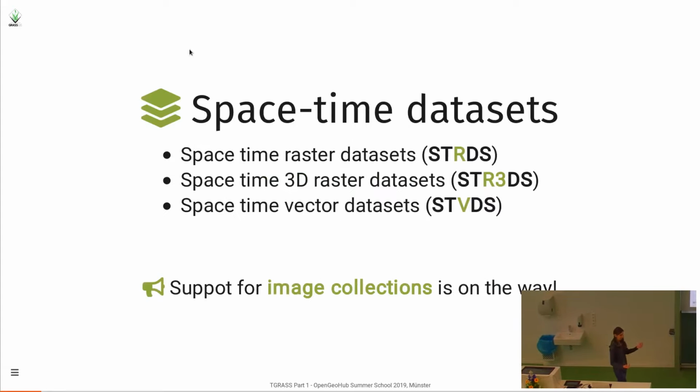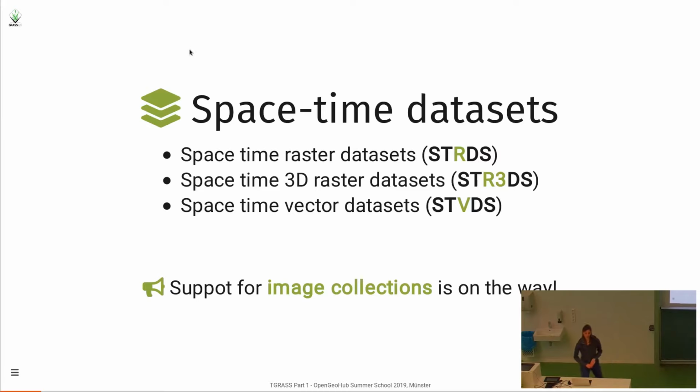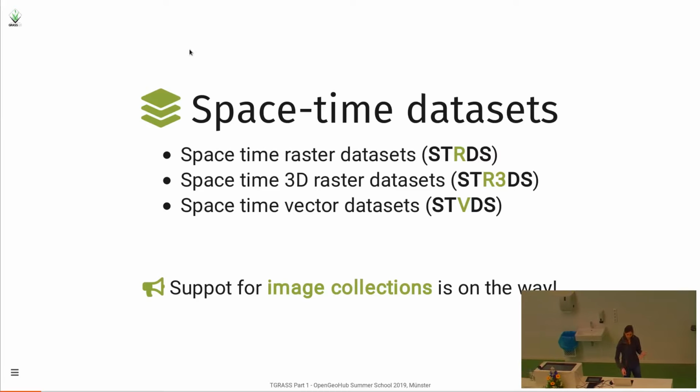As I said before, we have this space-time raster dataset, or STRDS, and so on, with 3D raster and with vector data, with vector maps. That becomes a little bit difficult to pronounce. And since last Saturday, we also have support for image collections. You can see there in the link the pull request that was merged, but that's only in the development version. So far, we're not going to work with that.